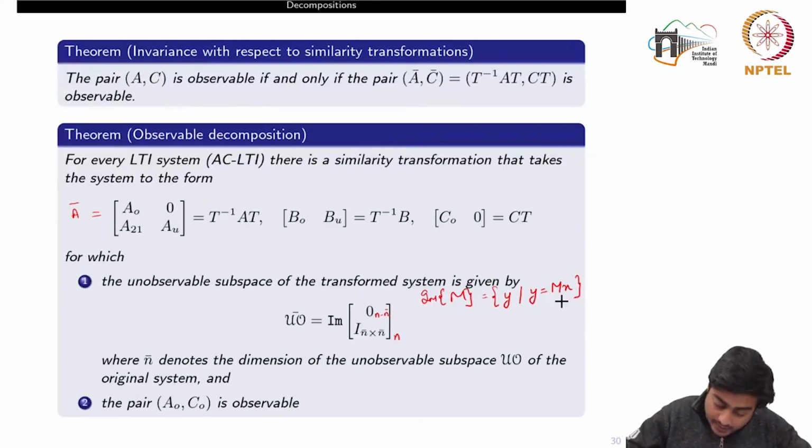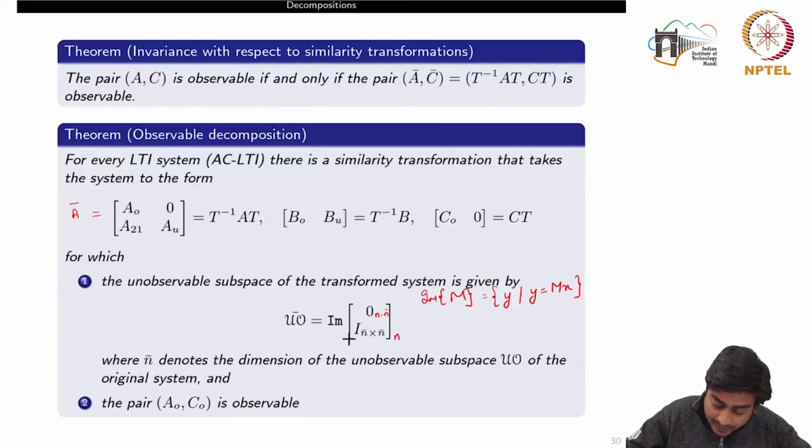Now here it says the image of the zero matrix, meaning M itself is 0. So y would definitely be 0 irrespective of whatever x is. And recall the definition of observability, that the unobservable subspace should be 0, meaning it should contain a 0 vector. So this is what the equation speaks.